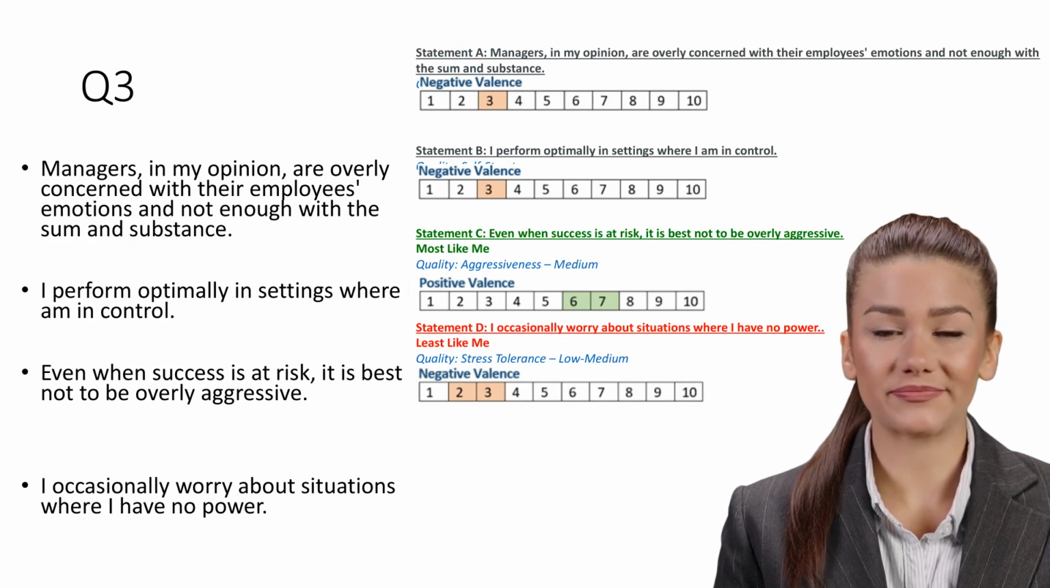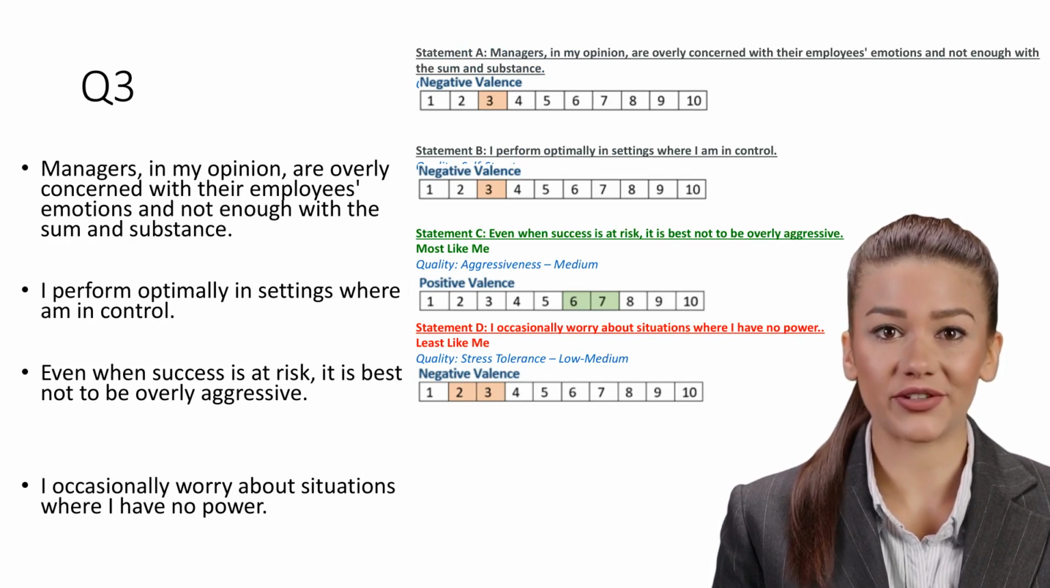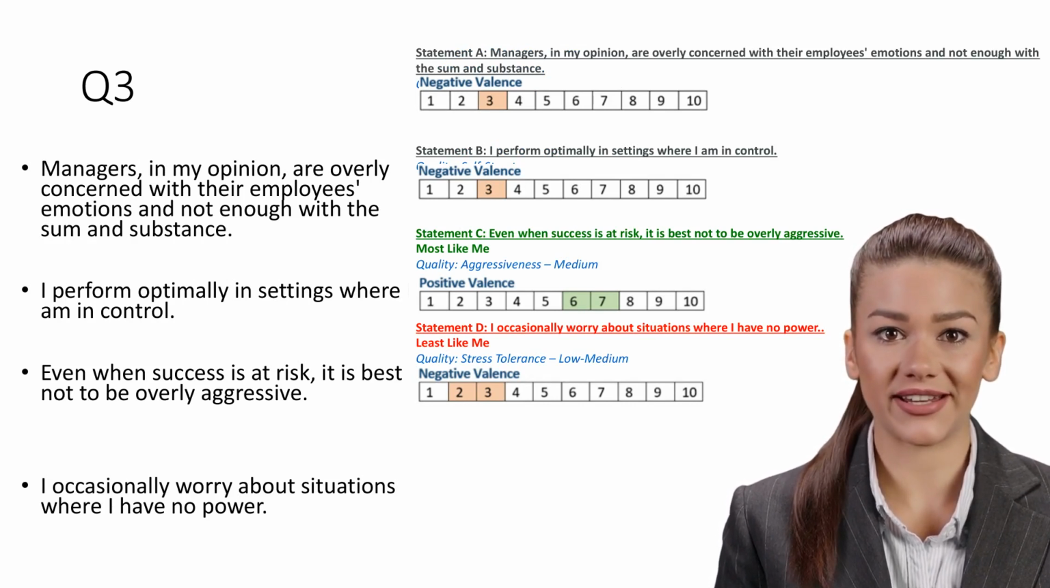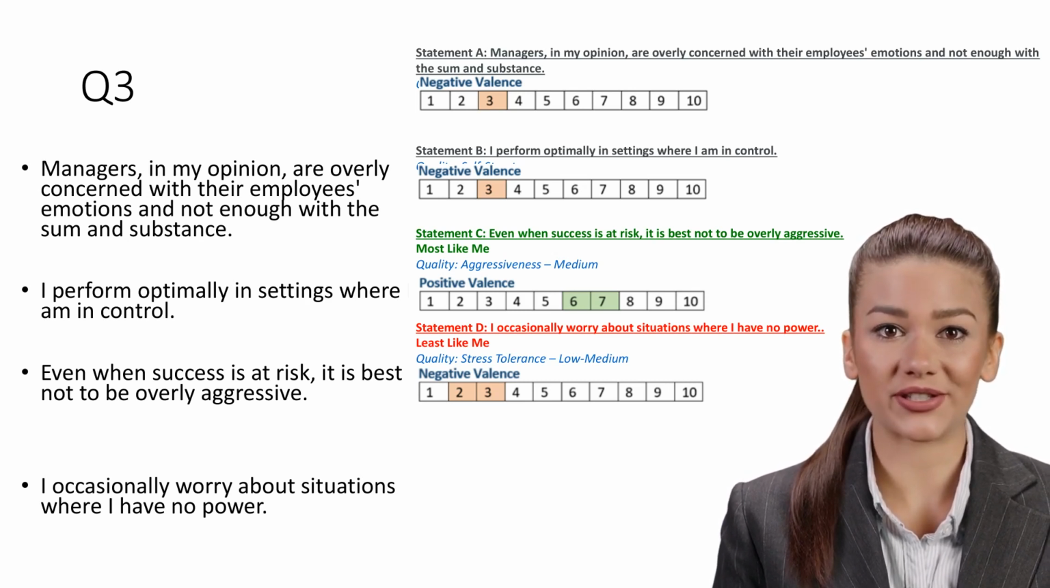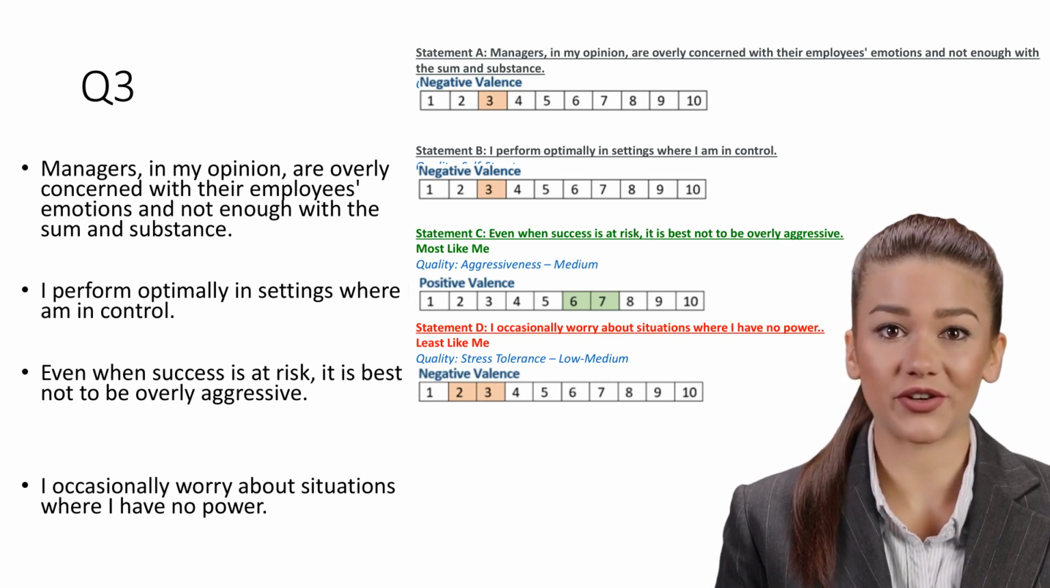Question 3. Statement A. Managers, in my opinion, are overly concerned with their employees' emotions and not enough with the sum and substance. It evaluates quality, sensitivity low. Although awareness of contributions to team performance is a valid requirement, it should ideally not be at the cost of colleagues' feelings.